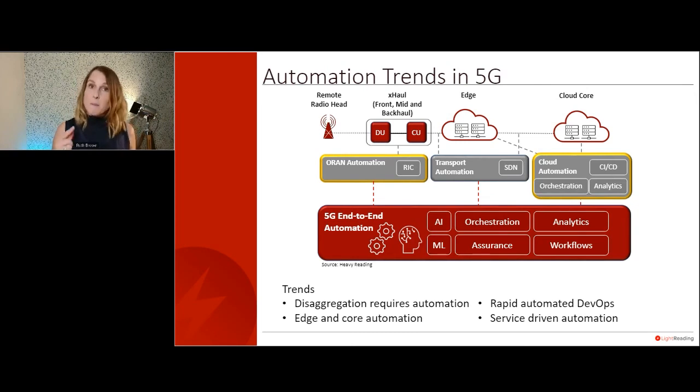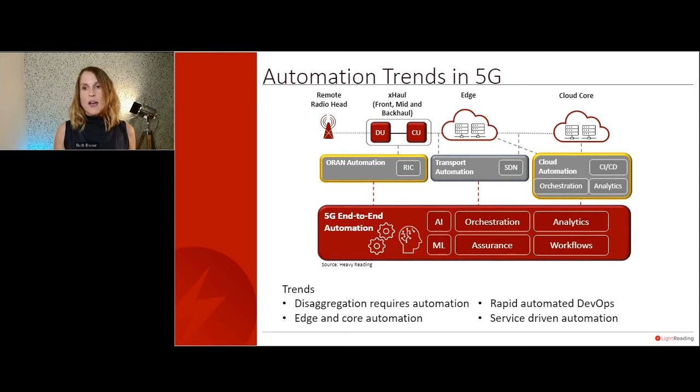So really, to gain the most out of automation and support real-time applications, we need service providers to create a strategy to link automation across every single domain, from DevOps to orchestration, analytics, and assurance.